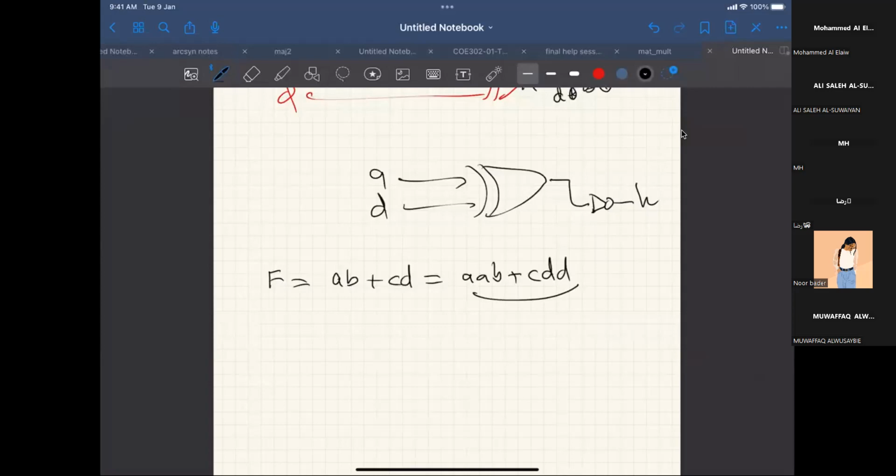Also, I can say this is AB, or with CD, or with A complement. It's exactly the same, equivalent to this, but it is a different one because it lacks minimality.